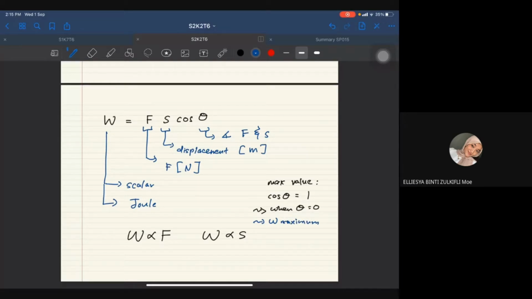So the work will be maximum. Okay. So when theta is equals to 0, theta, if you go back to the definition here, it is actually an angle between force and displacement. Okay, so it means that if this one is 0, F and S is actually in the same direction. You guys agree with this?